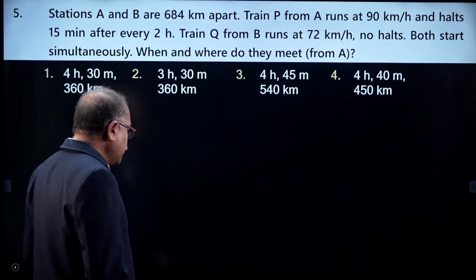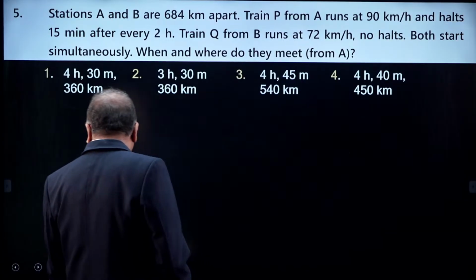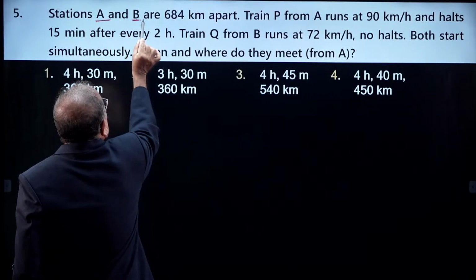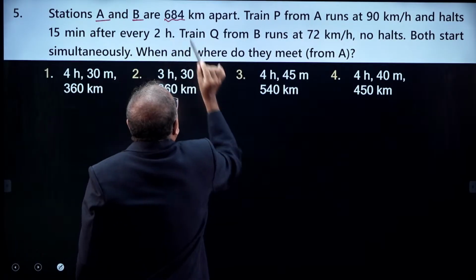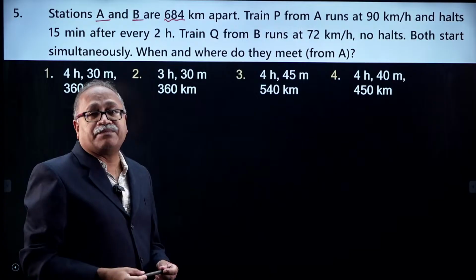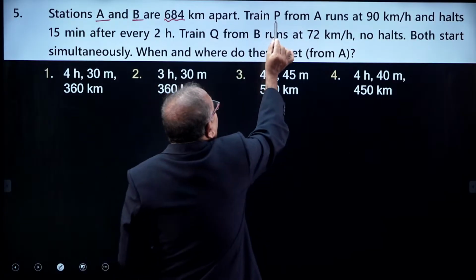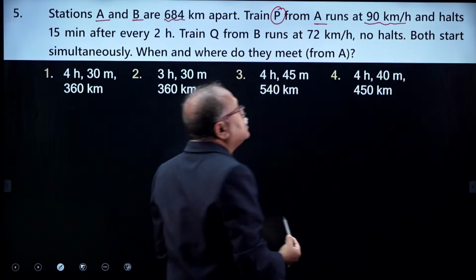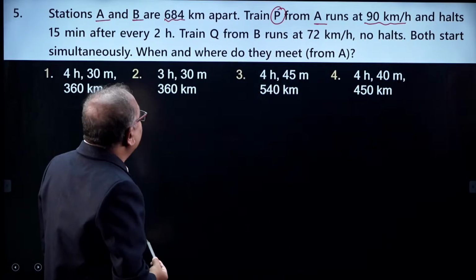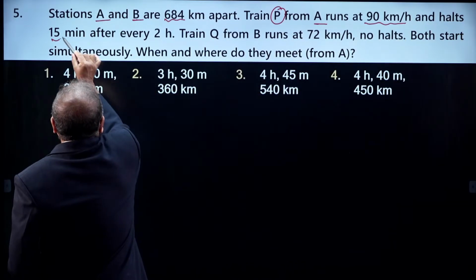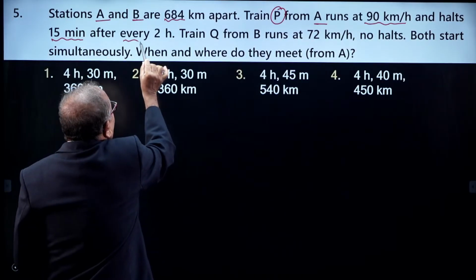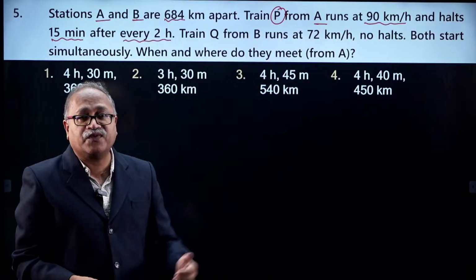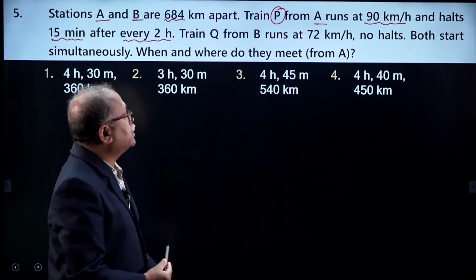Allow me to read the question. Just keep watching, you will learn a lot. The stations A and B are 868 kilometers apart. Now the train P starts from A running at a speed of 90 kilometers per hour and halts 15 minutes for every 2 hours. In every 2 hours, it halts for 15 minutes. You are understanding this one.